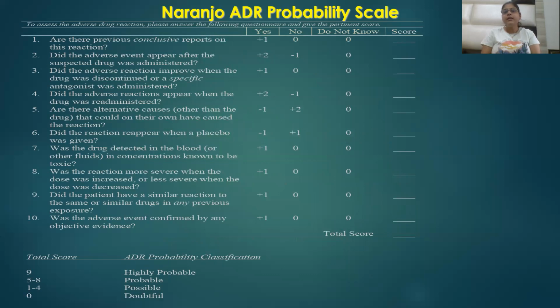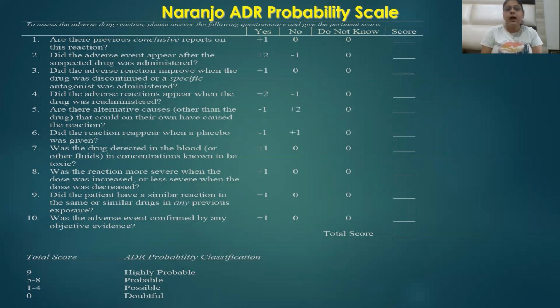Now, Naranjo's ADR probability scale has certain questions, 10 of them, and according to yes and no, scores are given, like +1 for yes, 0 for no, and +1 for yes, -1 for no. Accordingly the scores are calculated. If the score is 9 or more, the ADR probability classification is highly probable. If 5 to 8, it is probable. If 1 to 4, it is possible. If 0, it is doubtful.